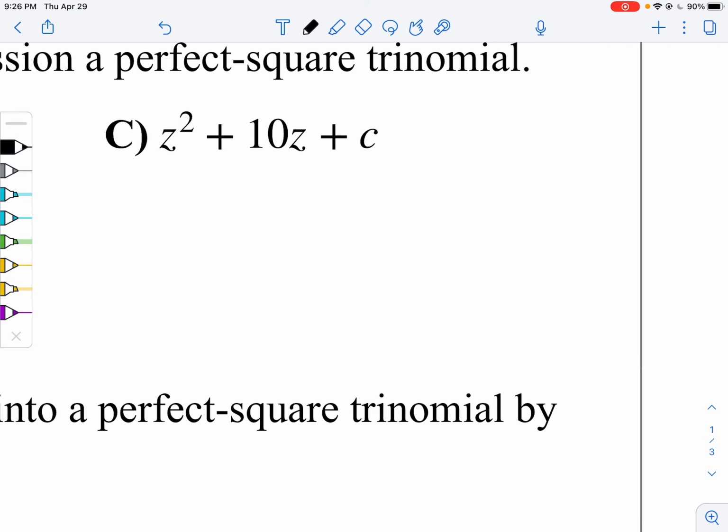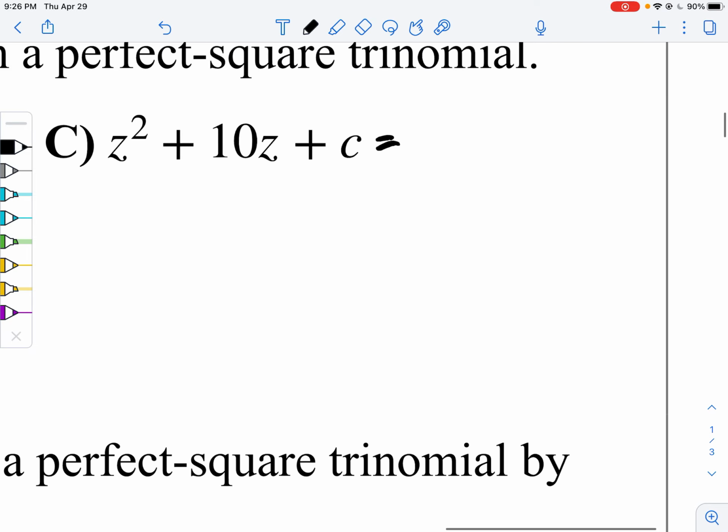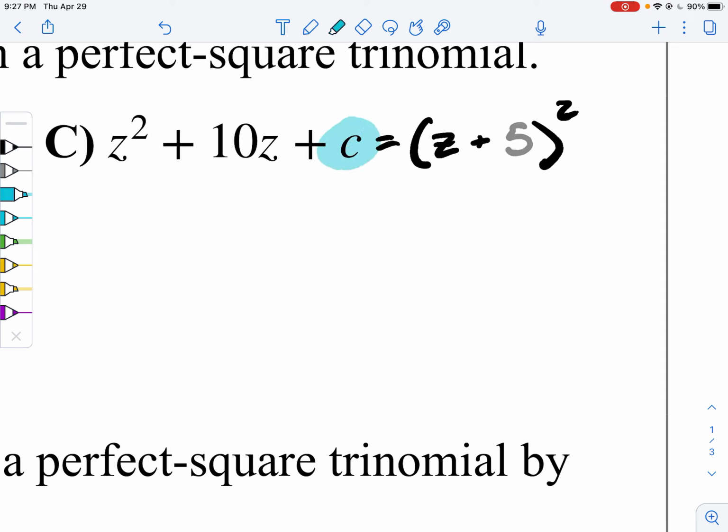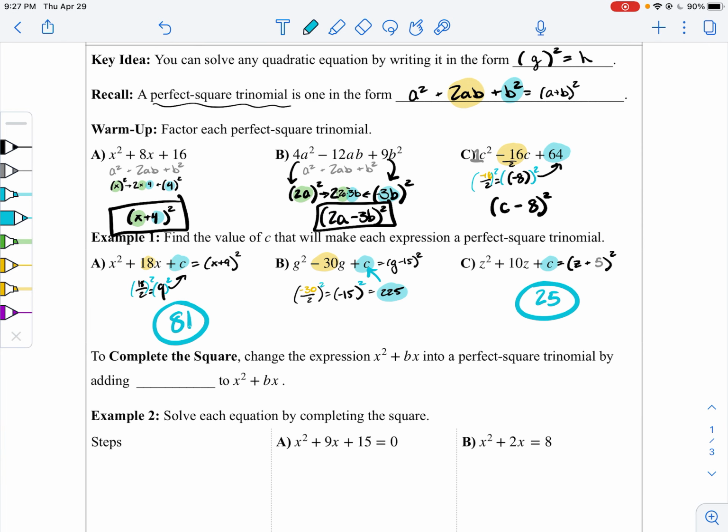And then finally, what do you think we should add here to make this something squared? Since we've got a z here, this is going to be equal to z plus or minus something squared. What is that number? We want this number to be 5. So what does this number have to be? 25. Nice.